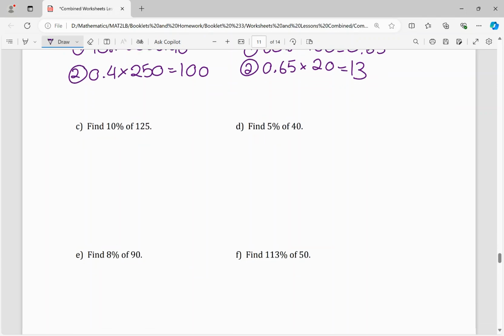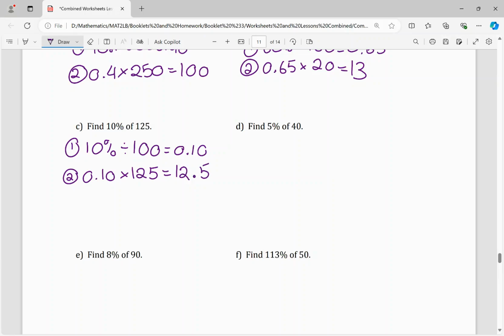All right, let's polish off these last questions. Find 10% of 25. 10% as a decimal is 0.10. And 0.10 times 125 is equal to 12.5.